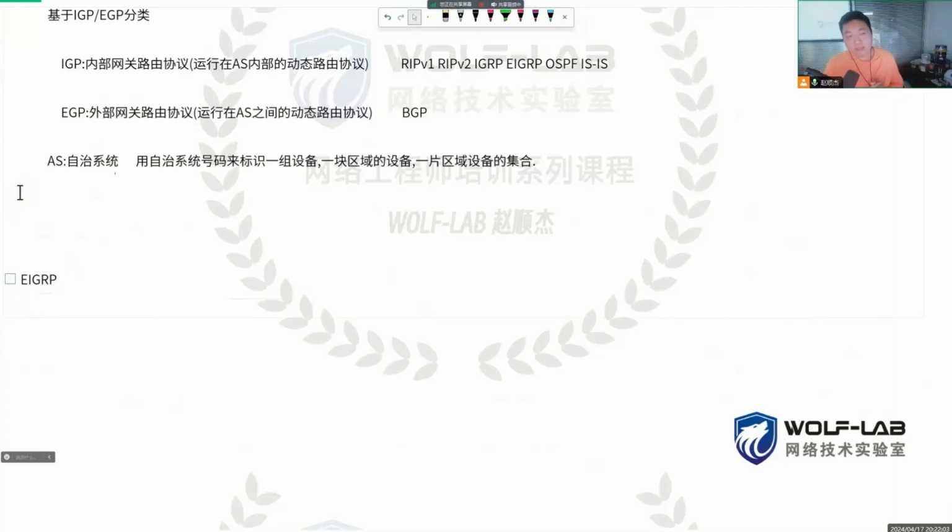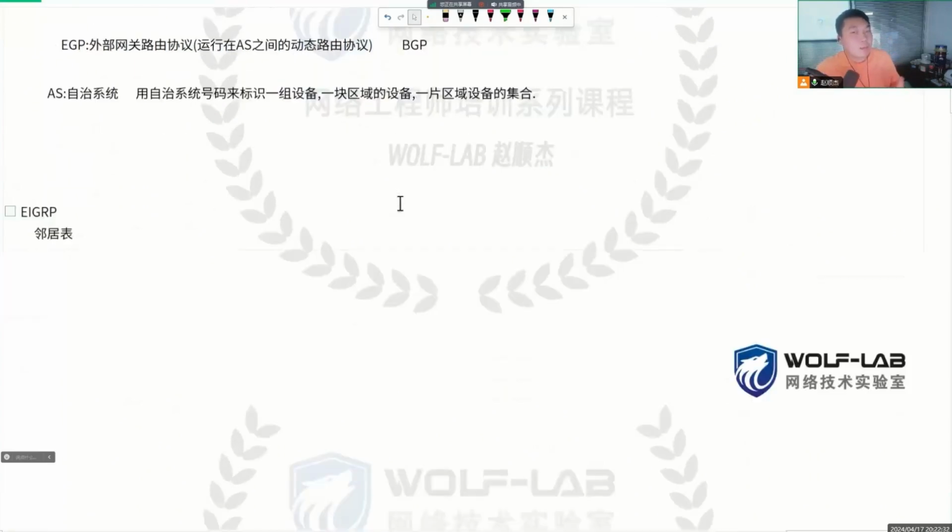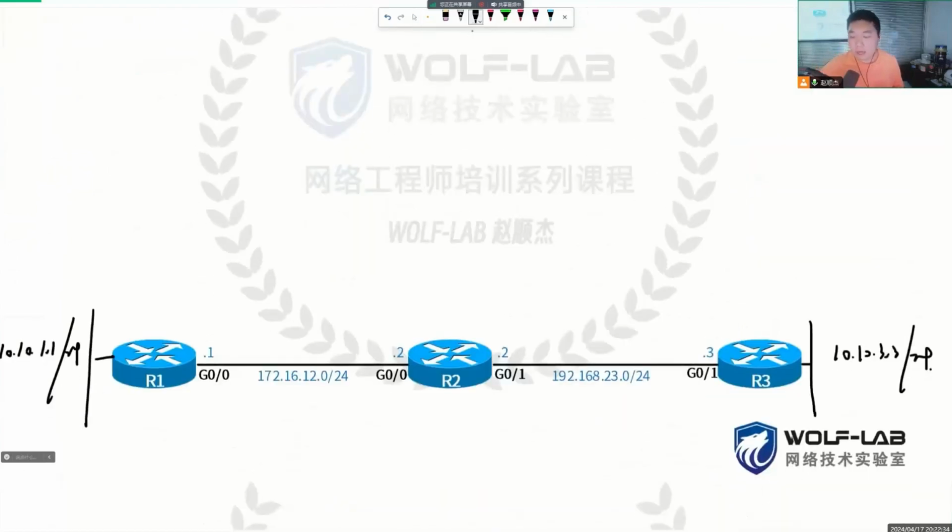In the EIGRP distance vector routing protocol, it introduces 3 tables. The first table is called the neighbor table. In fact, in the predecessor of our EIGRP, our distance vector routing protocol, some of you might not have gone through it. Some might have just entered NP directly, and some have gone through NA before entering NP. The RIP protocol does not have a neighbor table. Let's briefly talk about how the RIP protocol works.